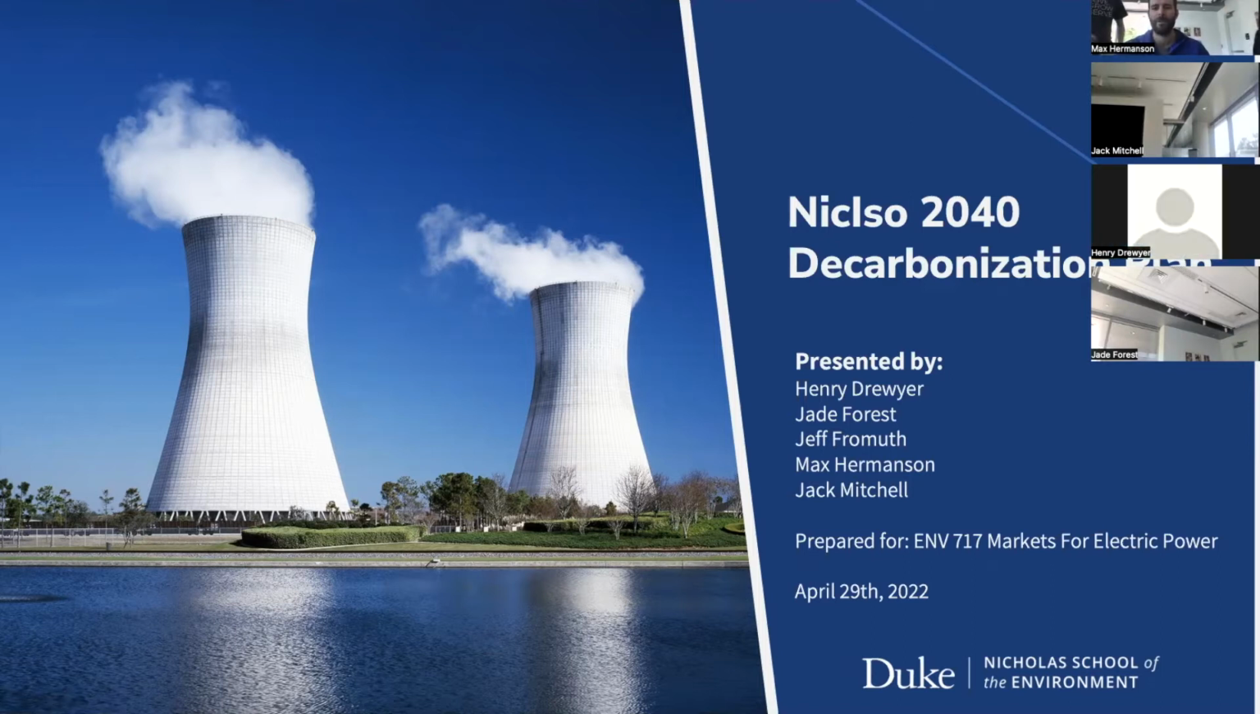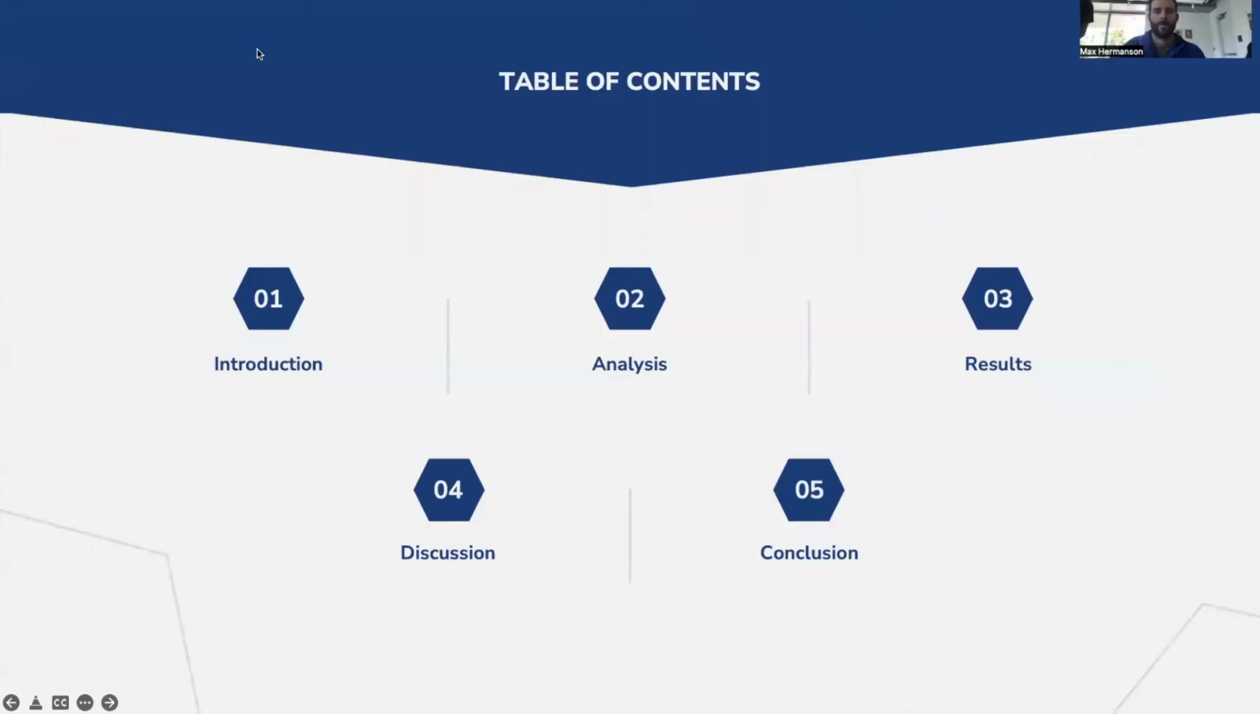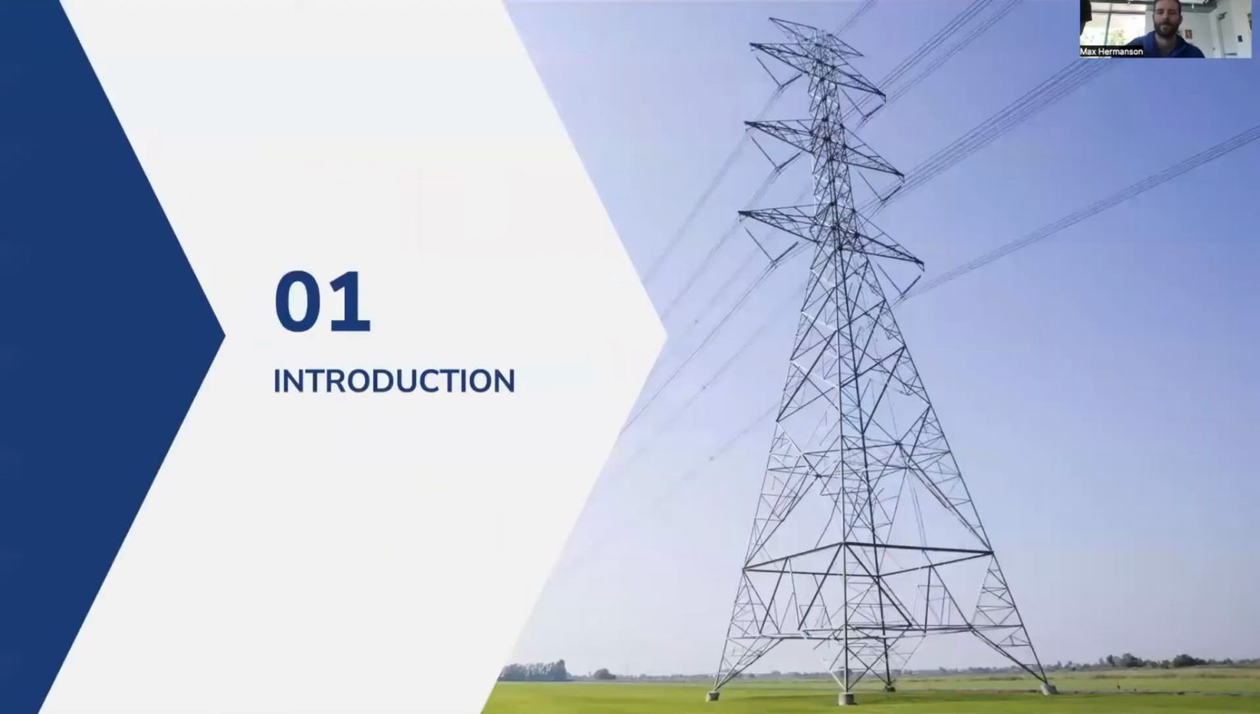Welcome. Today, we're going to give a brief run through of our NIC ISO 2040 decarbonization plan. I'm joined by my teammates, Henry Dreyer, Jeff Fromuth, Max Hermanson, and Jack Mitchell. This report was prepared for Markets for Electric Power at the Duke Nicholas School of the Environment. We're going to start with a brief introduction, then go over our analysis, results, discussion, and the conclusions.